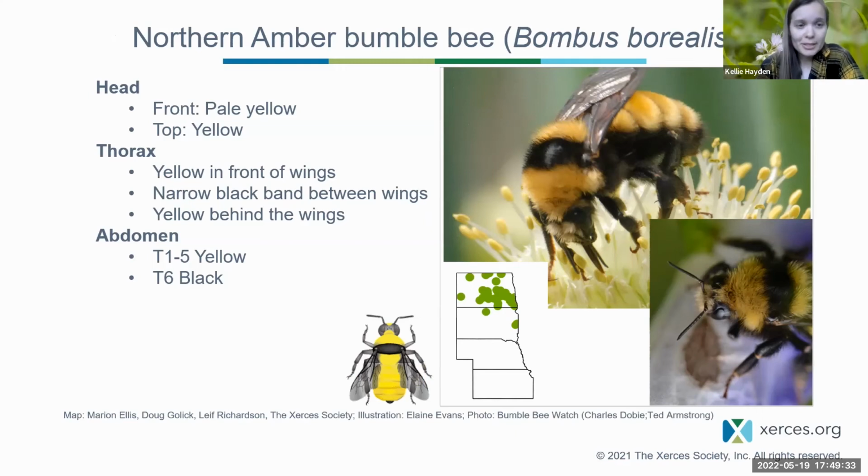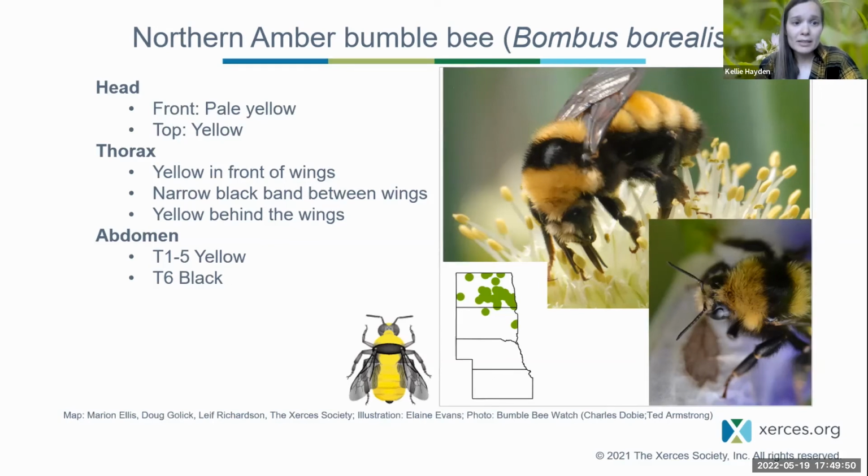And then the last one is the northern antler bumblebee. This one is kind of similar to Bombus Mixtus. The main difference is that it is almost entirely yellow. The front of the head is pale yellow. The top of the head is yellow. The thorax is yellow in front of the wings and behind the wings. And there will be that nice stripe between the wings that's black. T1 through 5, all yellow. And then the very tip of the abdomen, T6, is black.